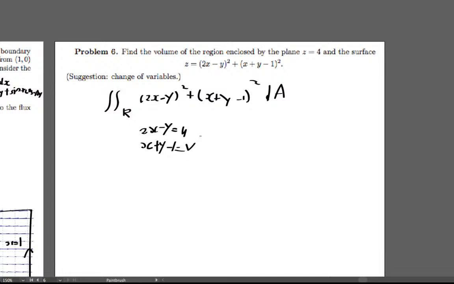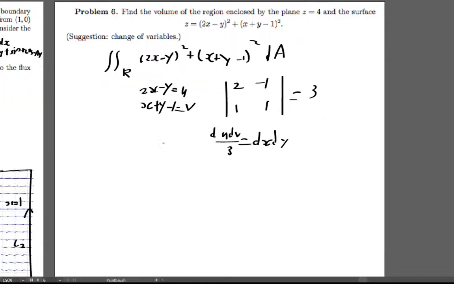Okay? And so when you do the Jacobian, which basically you take ux, uy, vx, vy, you'll get 2, minus 1, 1, 1. So when you take the determinant of that matrix, that's a 3 total. And so you would get du dv over 3 is dx dy. That's literally what you use the Jacobian for. And so you could just compute the double integral of the region.